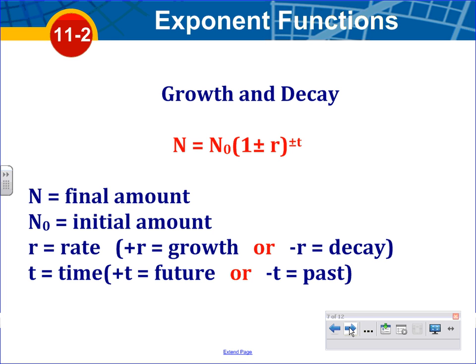But your book uses n as the final amount and n sub 0 as the initial amount. In Algebra 1, we used A's and P's. It's up to you. I don't really care what letters you use, as long as you put the stuff in the right place, I am so okay with it. Always remember that your rate is your percent. That percent needs to be changed to a decimal when you use it in a problem.